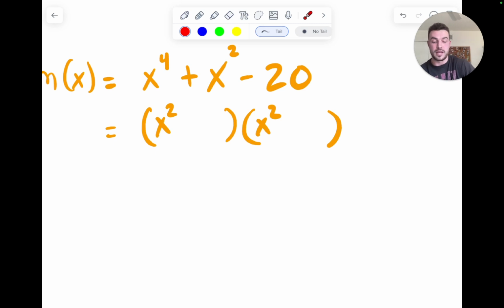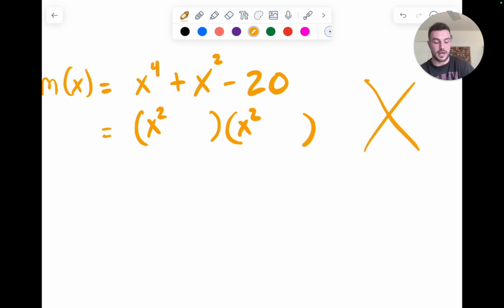Now, I need two numbers that are going to multiply to a negative 20, and add to a positive 1. That's going to be a negative 4 and a positive 5. So I've got positive 5 and a negative 4.